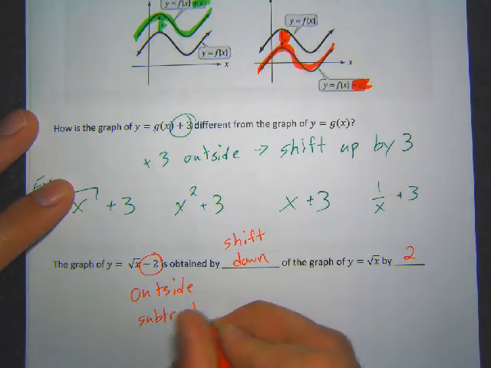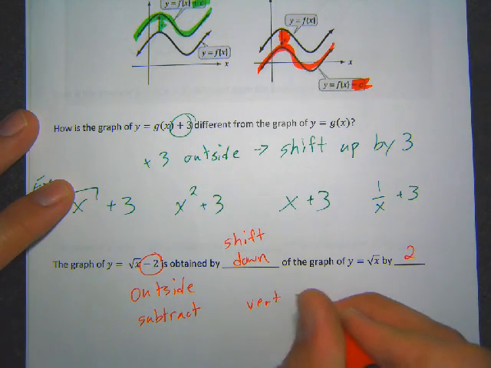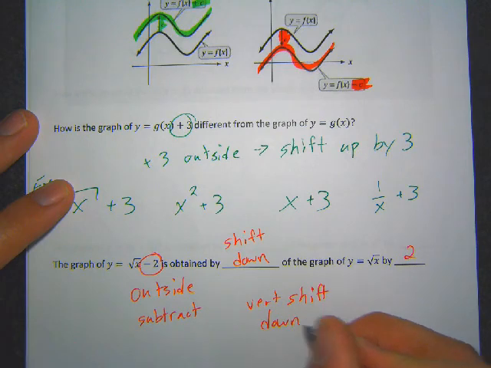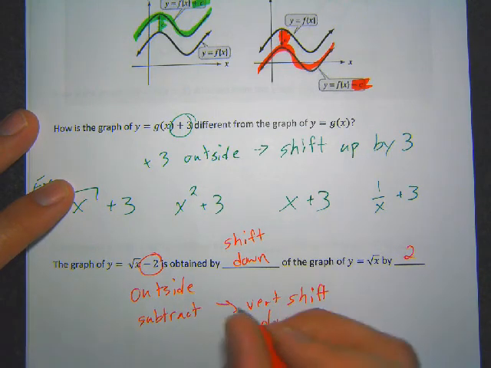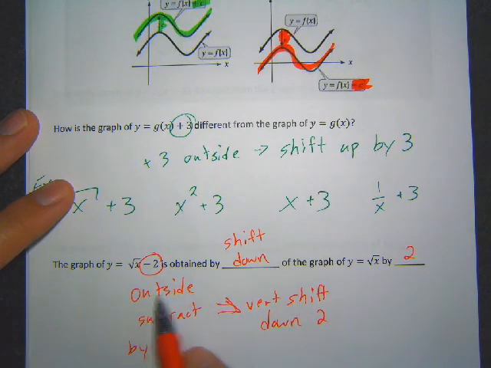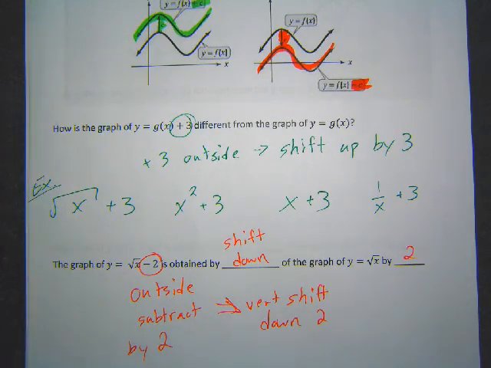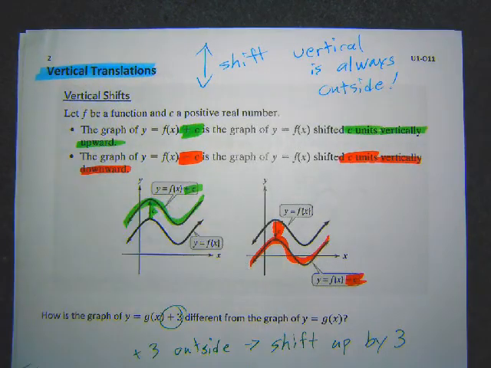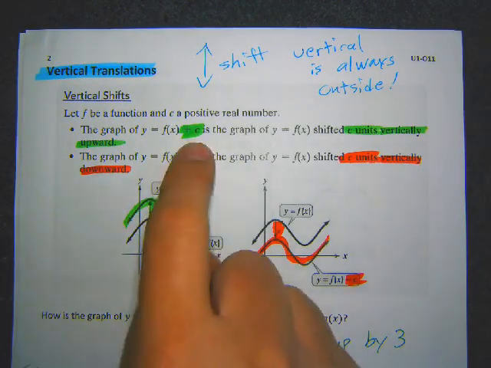So that's how we know it's a vertical shift down 2. Because it's on the outside, it's subtraction by 2. And so that's where we go down 2. Because subtraction goes down, outside's vertical, and 2 is how far we go. Okay, that's our first type of transformation. So vertical translation, so going up or down, you're just adding or subtracting on the outside.